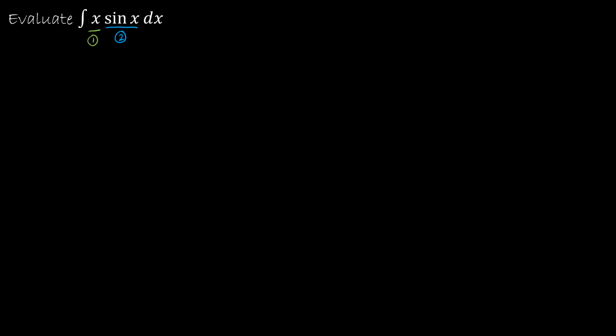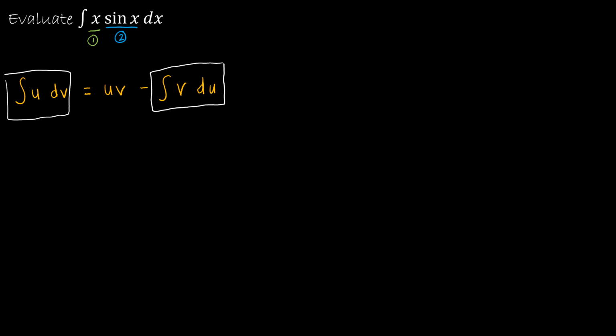So let's take a look, since this is our first example, of how to make that choice between which one's u and which one's dv. Just as a reminder, in case you don't have it memorized yet, the integral of u dv is equal to uv minus the integral of v du. And so what we're looking for is we're trying to make this integral simpler than that one, right? And so let's take a look at our options.